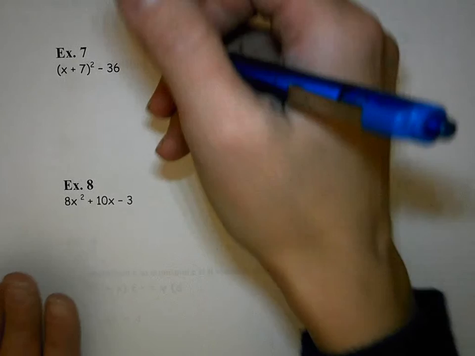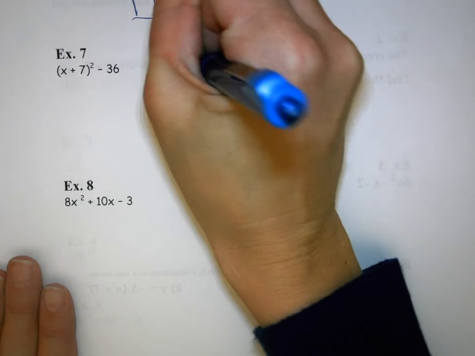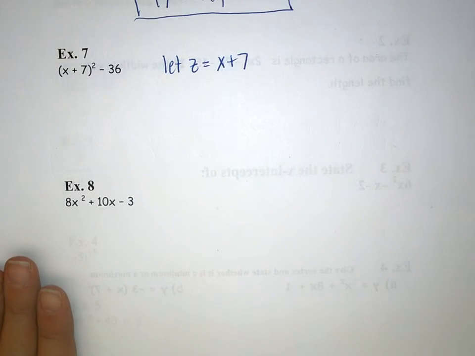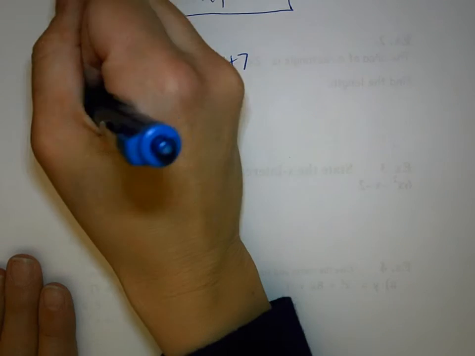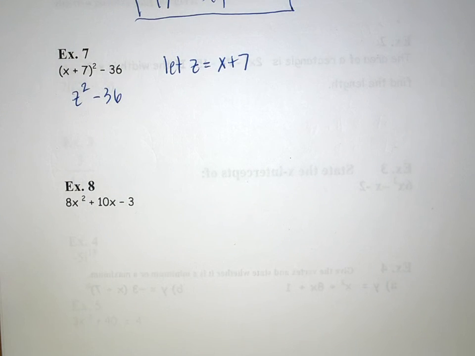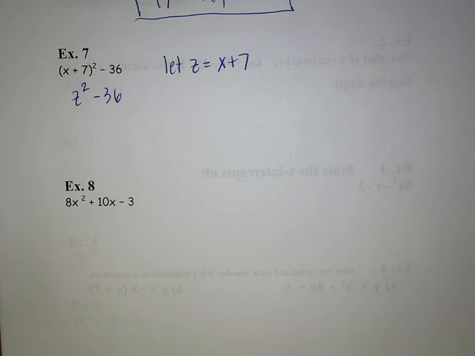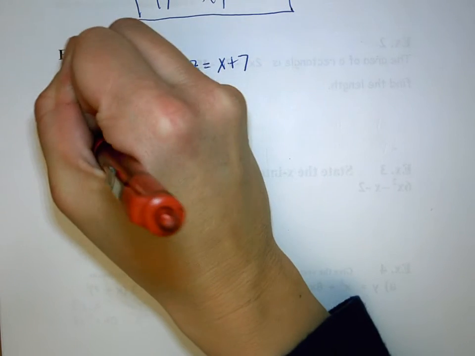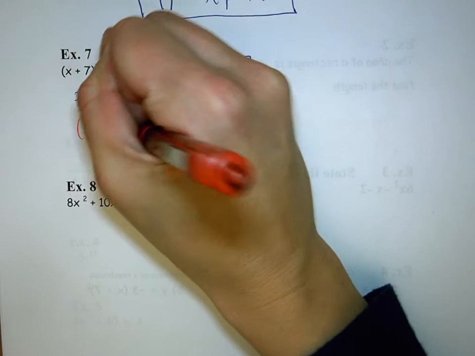Right. Remember this? We're going to let z equal x plus 7. So then we have z squared minus 36. Can I factor z squared minus 36? Yes, what is it? Good, it's a difference of squares. z minus 6, z plus 6.